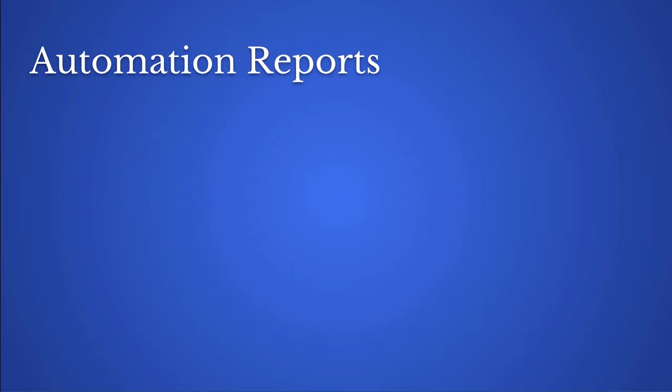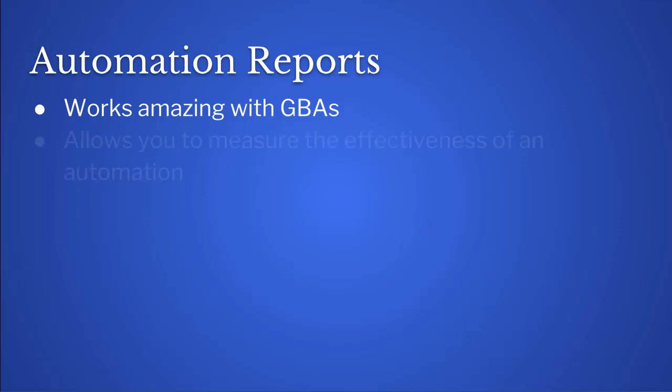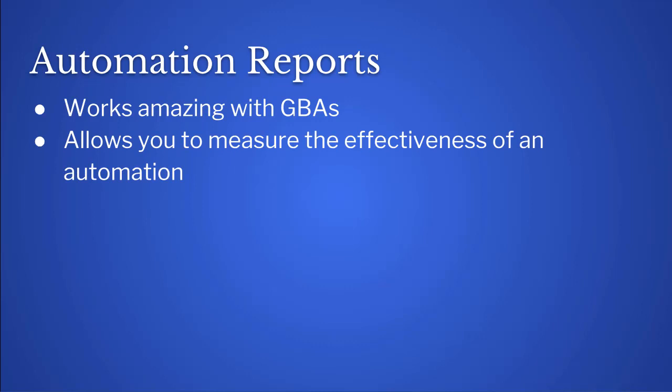in this video we're going to give you an example of automation reports by ActiveCampaign. Now, I have been critical of ActiveCampaign's reports in the past, but they are slowly getting better. In particular, automation reports work amazing with goal-based automations, which I've talked about in previous videos, and they allow you to measure the effectiveness of a particular automation.